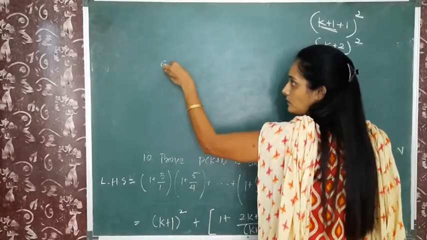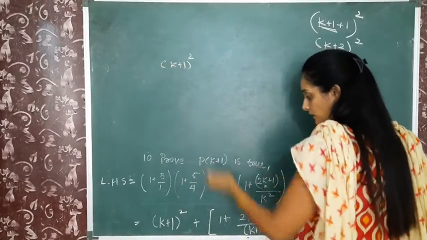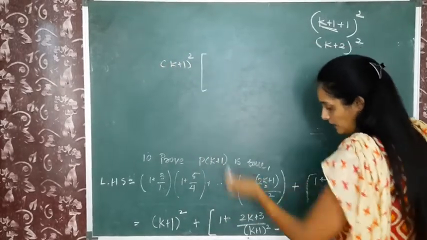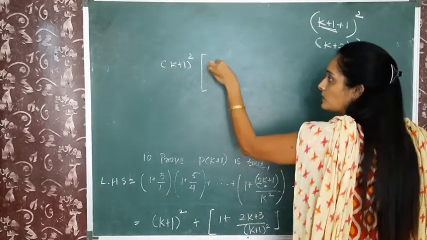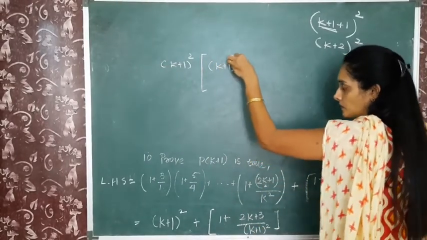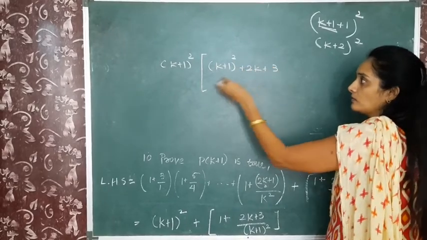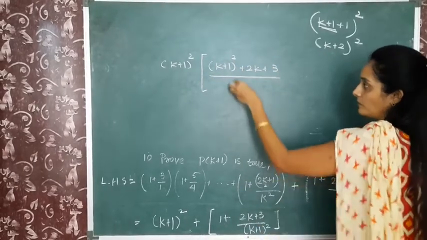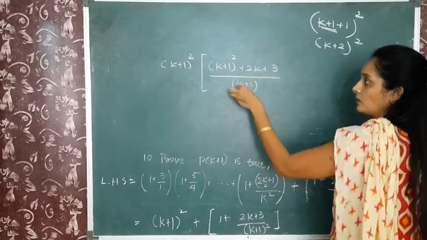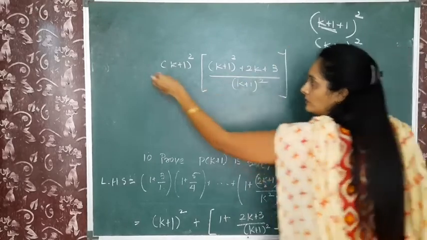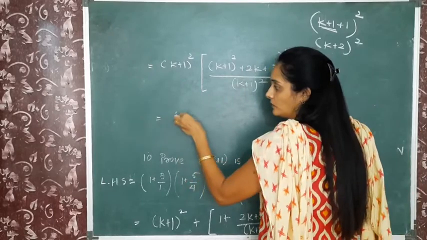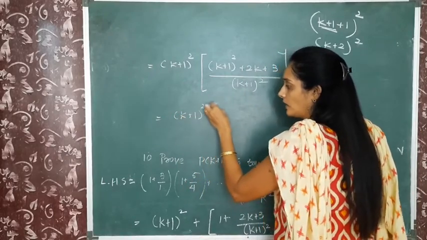K plus 1 whole square. Okay. Now we can take k plus 1 whole square as LCM. So k plus 1 whole square upon k plus 1 whole square. So k plus 1 whole square in the bracket.